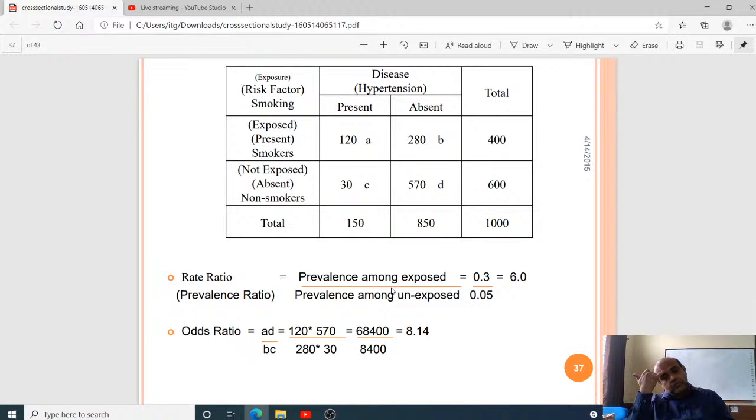You guys can do some solved examples from the internet. You will get it, and it will help you for biostatistical and epidemiological exercises as well in your exams.